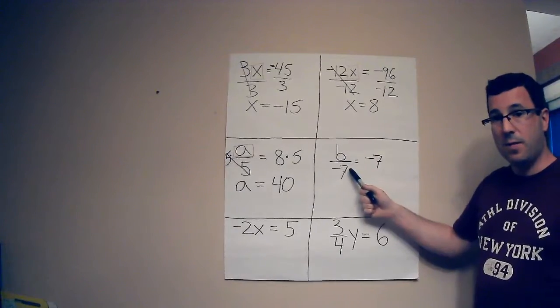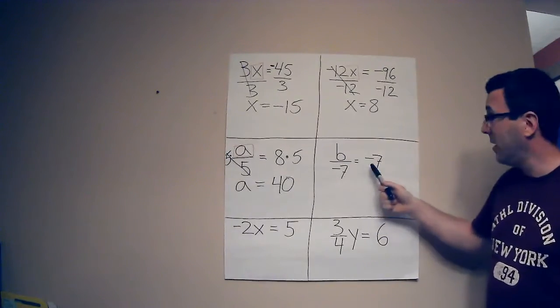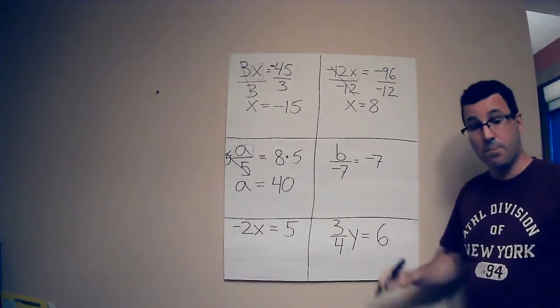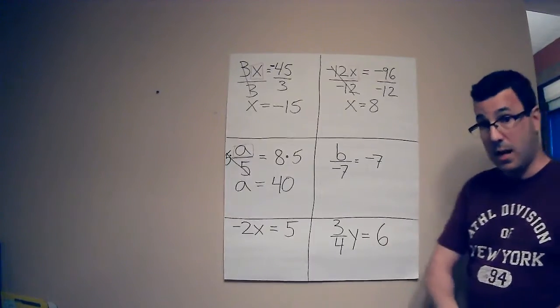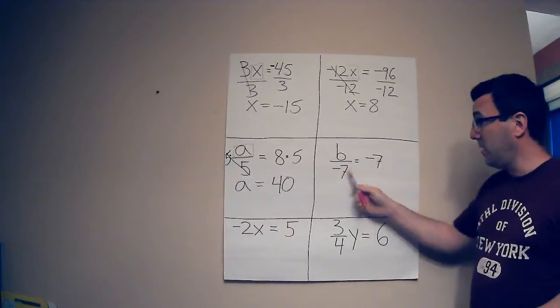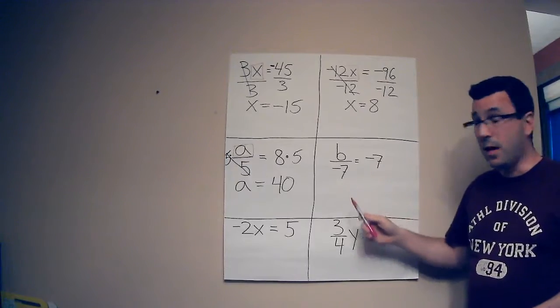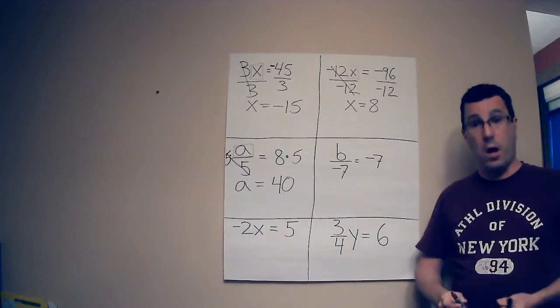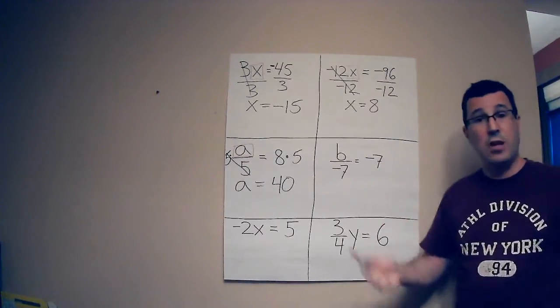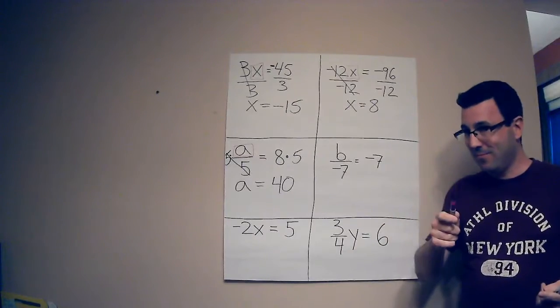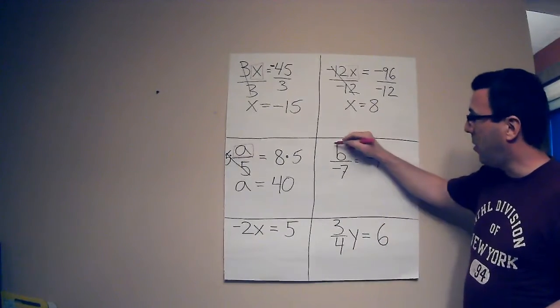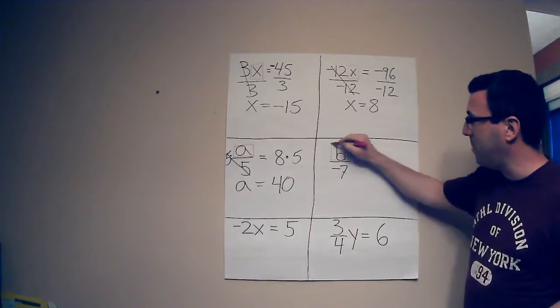B divided by negative 7 equals negative 7. Now what happens in this case a lot of times with students is they see the same number and they go, oh, well, B must be 1, because they go, well, nothing changed. It did. Because we want the B by itself.